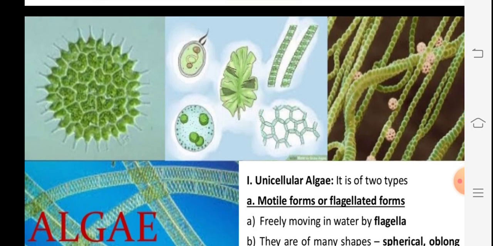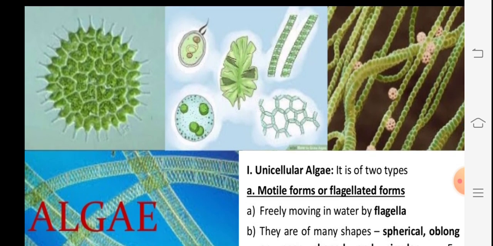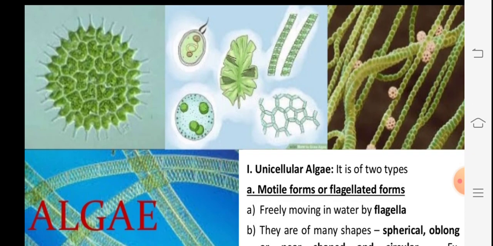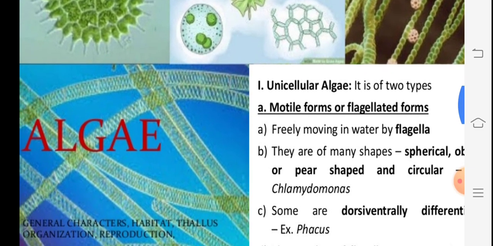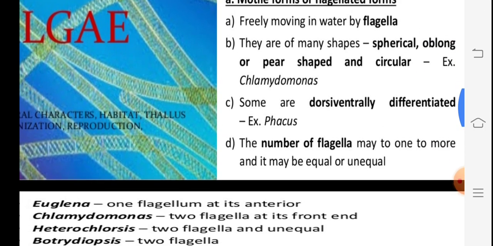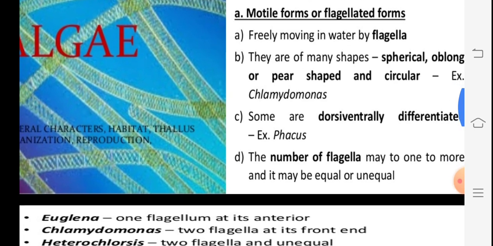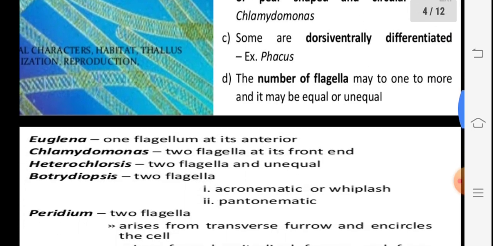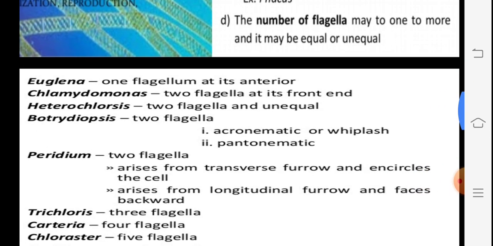Now you are observing good photographs of different genera. The Volvox colony is there, then Ulothrix, and Hydrodictyon, a mesh-like structure, right? Then see Spirogyra, with its ribbon-shaped chloroplast. In unicellular forms, these motile forms are found in water. Chlamydomonas has a spherical, oblong, or pear-shaped structure. Then dorsiventral forms are there. The number of flagella may be one or more.